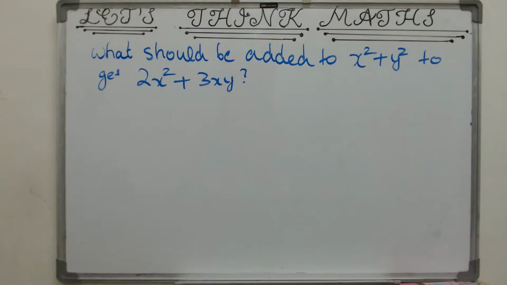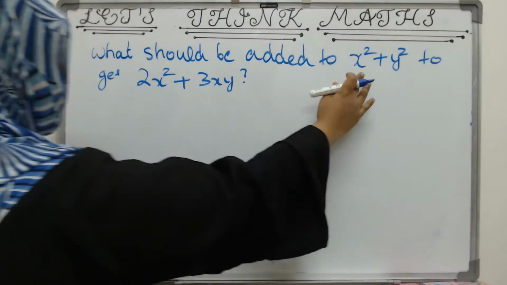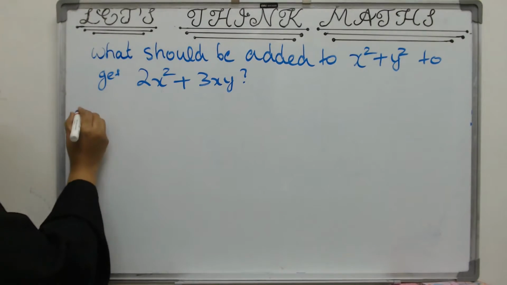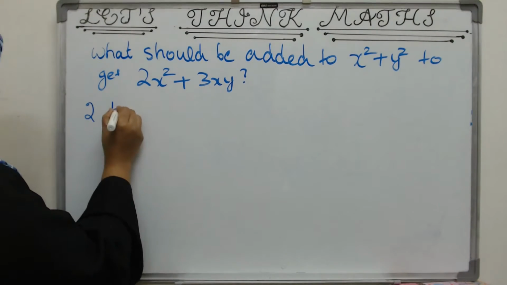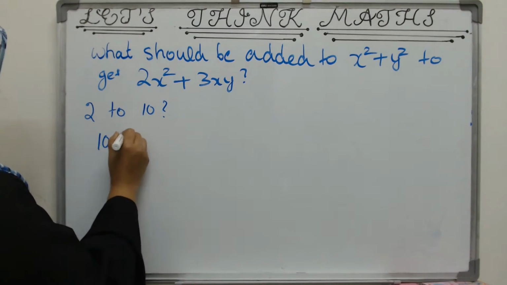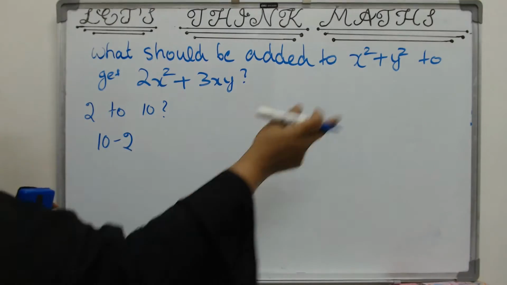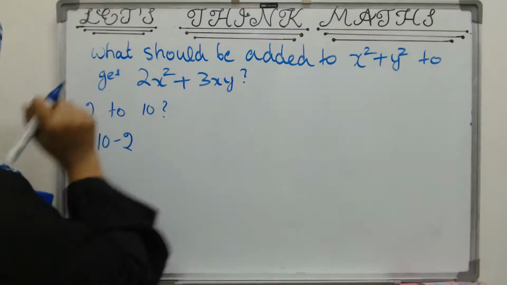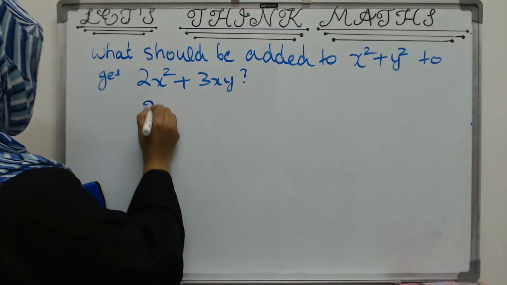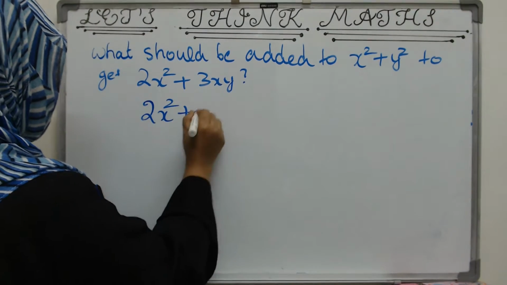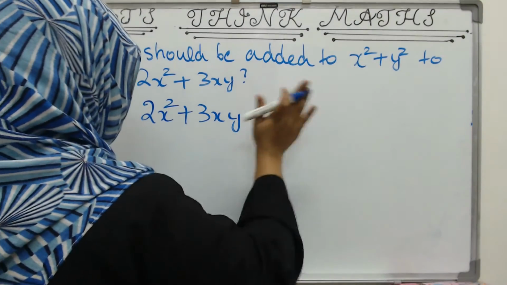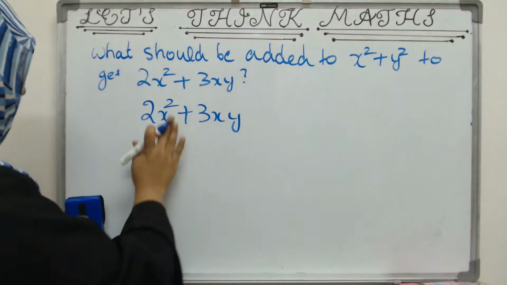Now you see this problem? What should be added to x square plus y square to get this answer? Now if I ask you what should be added to 2 to get 10, then what will you say? It is 10 minus 2, right? So what should be added to this to get this answer? All they are saying is subtract. Take 2x square plus 3xy and subtract x square plus y square from this.